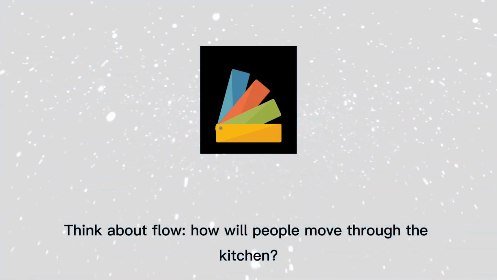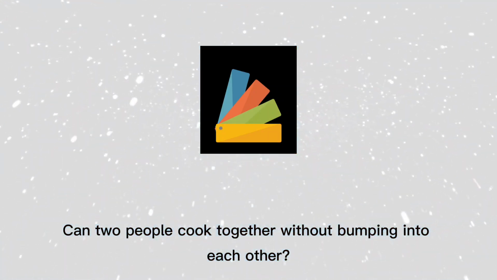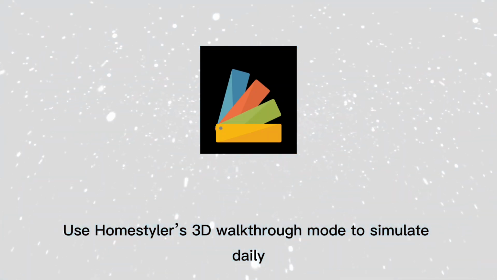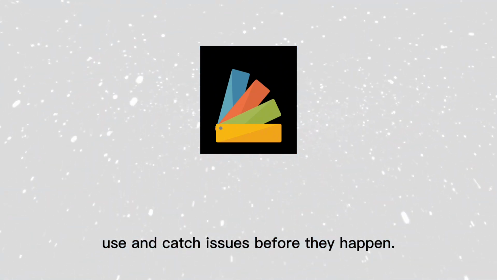Think about flow. How will people move through the kitchen? Can 2 people cook together without bumping into each other? Use Homestyler's 3D walkthrough mode to simulate daily use and catch issues before they happen.